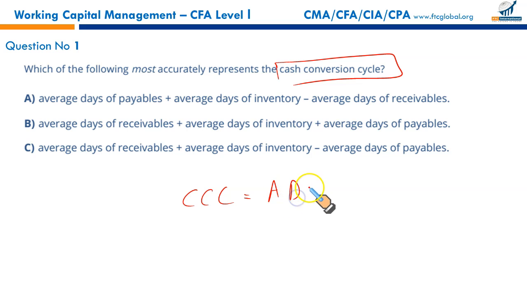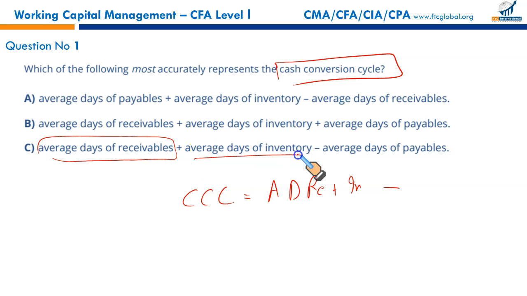average days of receivable plus average days of inventory. How many days do you hold your inventory? And from this, you need to deduct your accounts payable turnover. Given right here, average days of receivable plus average days of inventory less average days of payable. This is called cash conversion cycle, and that is your right answer.